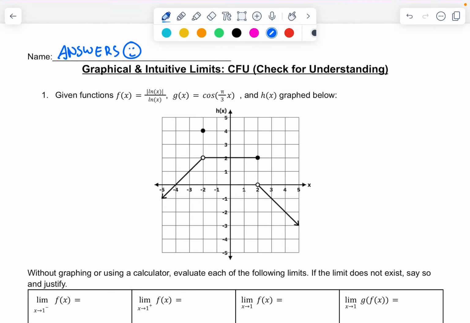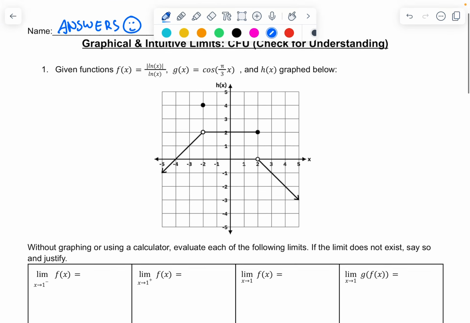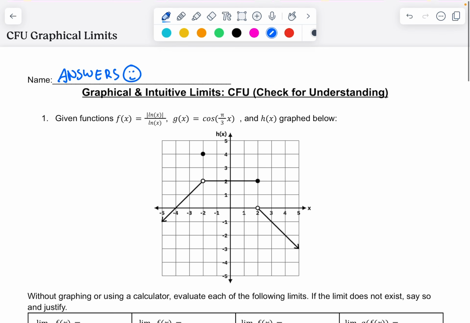Given functions f of x equals ln x over x, g of x equals cosine of pi over 3x, and h of x, we're going to look at some interesting limits to really push our understanding. The key to all of this is really to think. There are no quick tricks or anything. You have to think it through layer by layer.